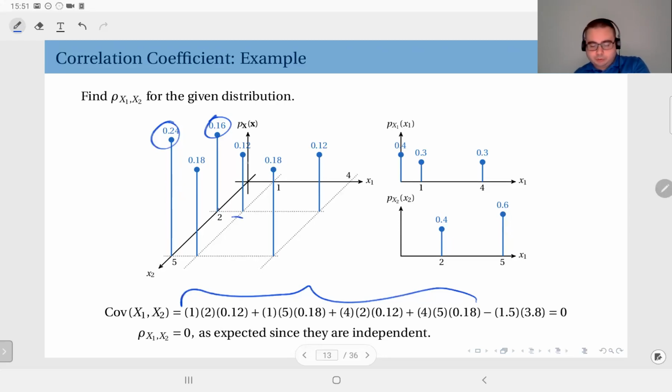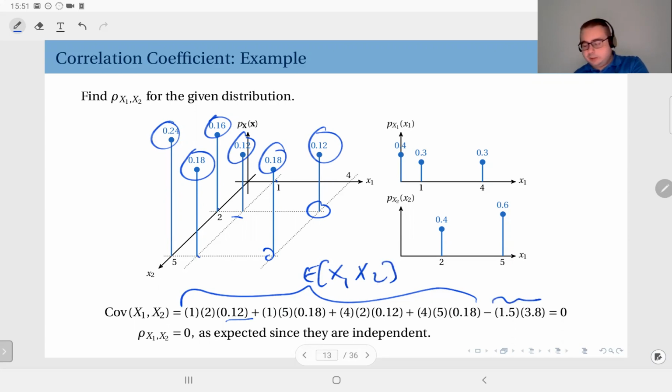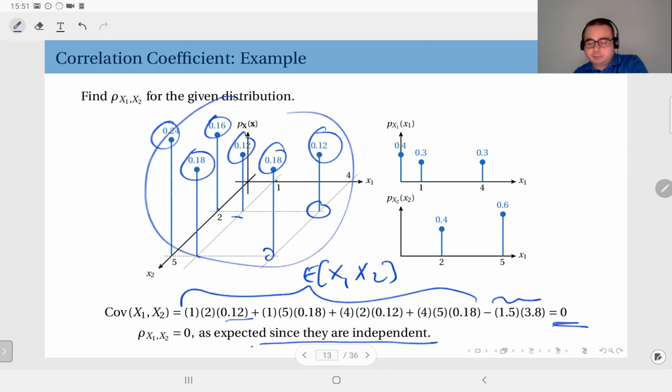You have 1 times 2, this probability, 1 times 5, this probability, okay? 4 times 2, this probability, and 4 times 5 times this probability. That is the correlation, okay? Minus the product of the means, and it turns out to be 0. No surprise here because we know that they are independent from last week, right? The joint PMF here is given by the product of these two. So since they are independent, the covariance turns out to be 0, which means the correlation coefficient is also 0. Therefore, they are also uncorrelated.